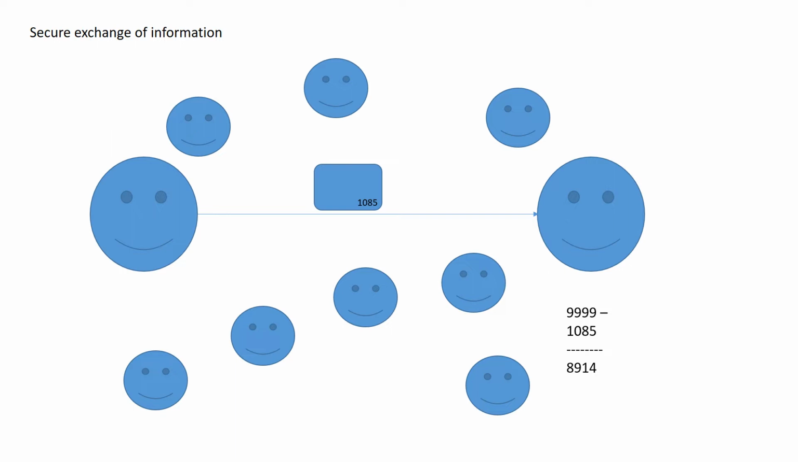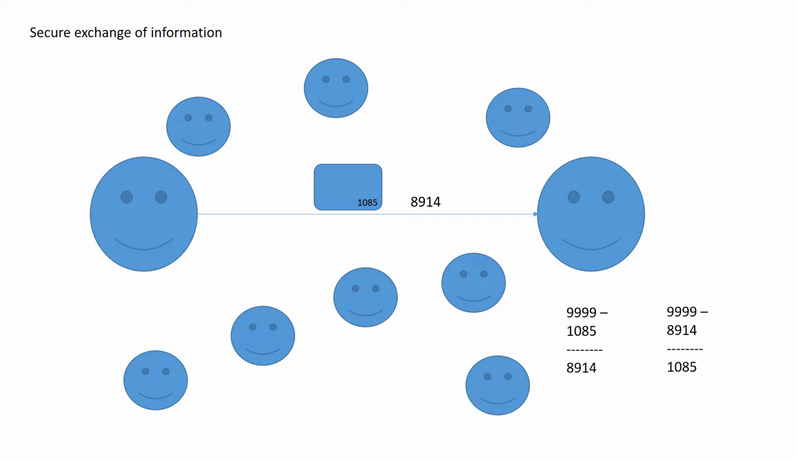We simply subtract that number from the maximum possible value for the number of digits transmitted. So we get a value of 8914. This value is then sent over the internet to the recipient. So even if this value is compromised, it doesn't immediately lead to the original value.